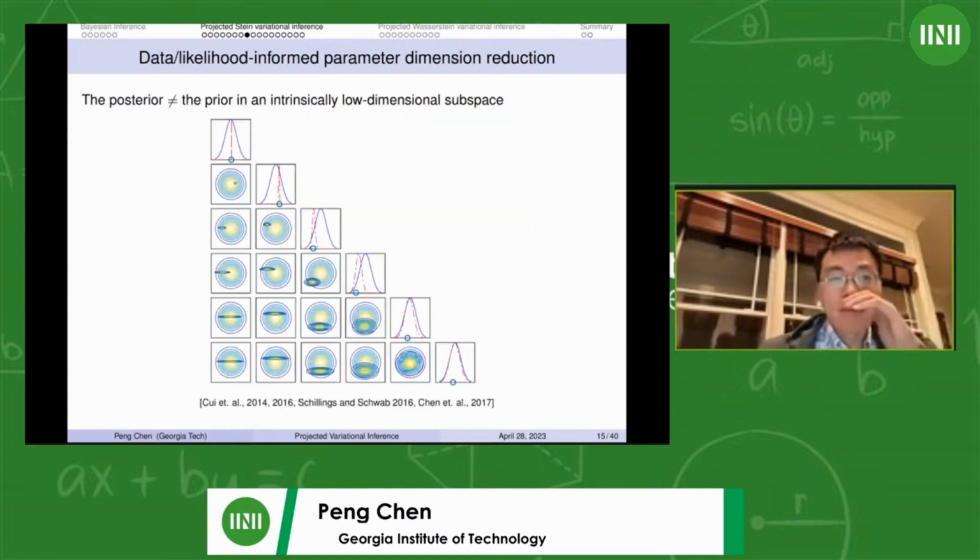The intuition comes from the posterior and the prior. They're only significantly different in an intrinsically low dimensional subspace. For instance, here is a plot. We have the prior as a blue line and the posterior as a red line, the marginal prior and posterior. As you can see, in the first dimension, after you properly arrange them, the posterior is quite concentrated, and here's a dot of the MAP point. It's quite different from the prior. As you go to higher and higher dimensions, the marginal posterior and the prior become closer and closer. You can also see this from the marginal joint density.